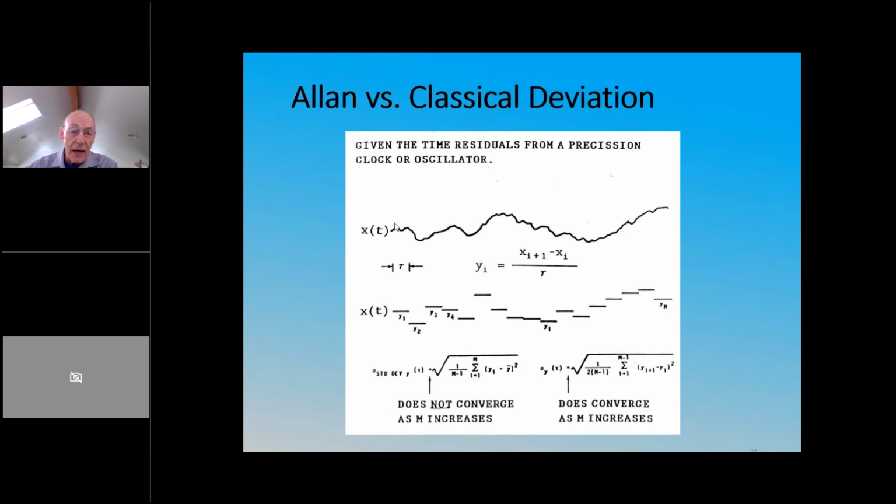So again, if the time data looks like this, it's walking off, and over this interval tau, you get average frequencies that look like this, and they're walking off. If you did the standard deviation of this set of frequencies, it would not converge. The longer you look, the larger the standard deviation gets. So it really doesn't tell you much about the clock. The standard deviation of a data set doesn't tell you much about the clock. However, the Allan variance, or the Allan deviation, does converge.